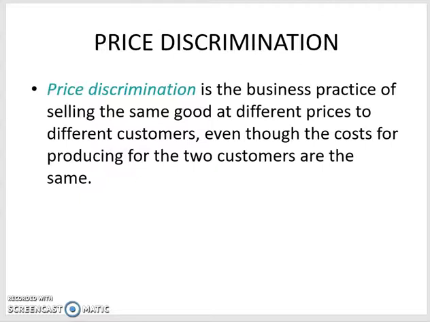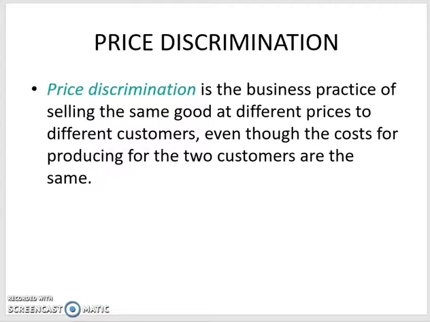So in other words, what I'm saying is I have a good and I sell it to one customer at a price of $10 and I sell it to another customer at a price of $8. And there's no difference in cost between the two customers for me. So it costs me the same amount to make the good for both customers, but I sell the good for one price to one customer and a different price to a different customer.